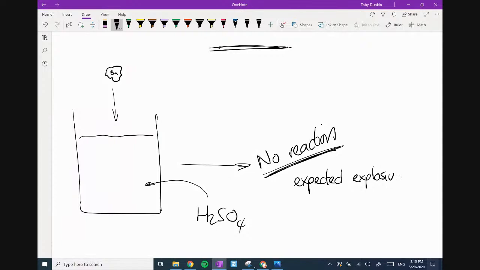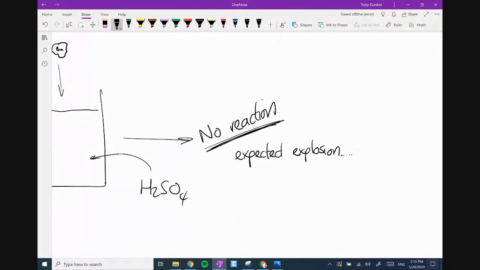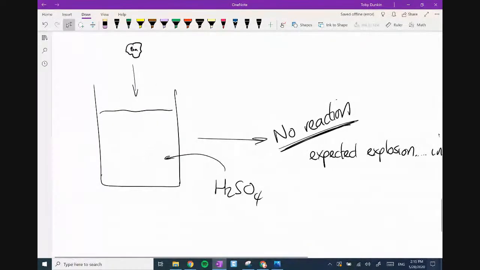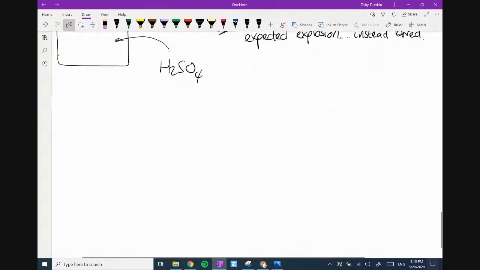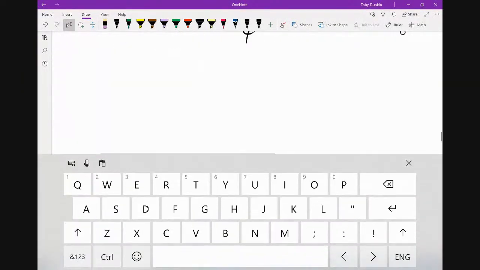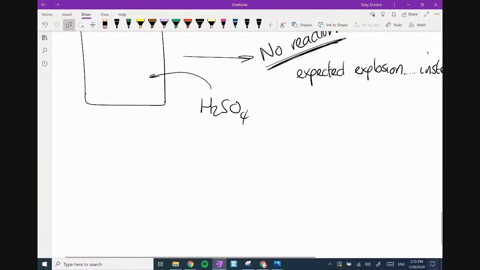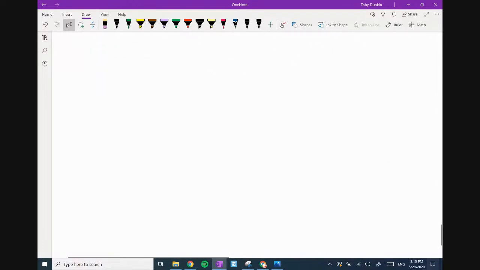Instead, bored. Yeah, we were expecting this massive explosion because barium's so reactive. But here's what's actually happening. The B in the barium stands for buzzkill. I like it. Nice one, Ashley.